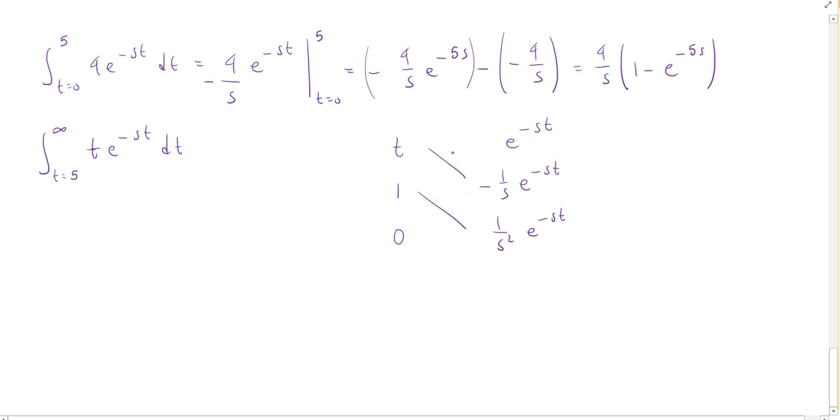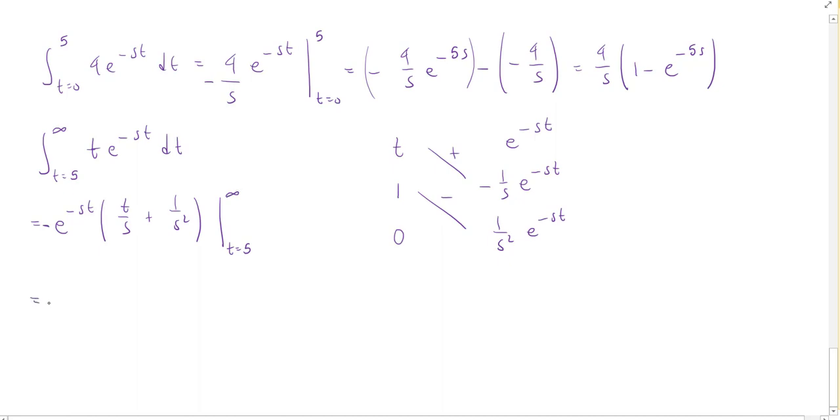I draw my lines, plus, minus, and so for my antiderivative, I have an e to the -st. I just pull that out. And then I'm going to have -1 over s times t and -1 times 1 over s squared. Might as well pull the negative out too. So I just have to worry about t over s and then 1 over s squared. And now I have to evaluate between 5 and infinity.